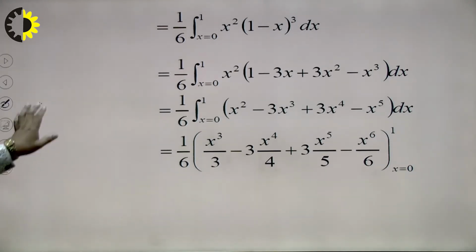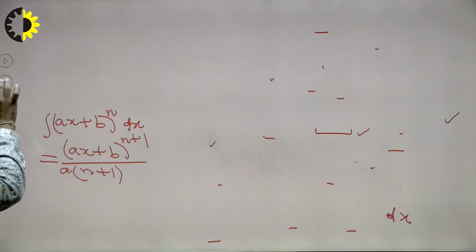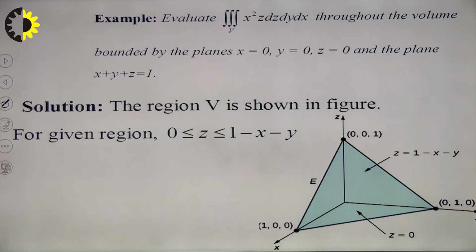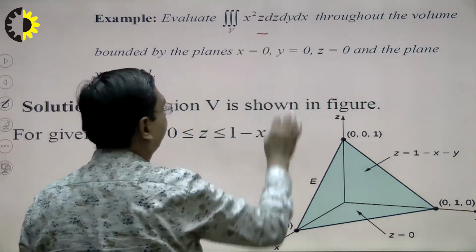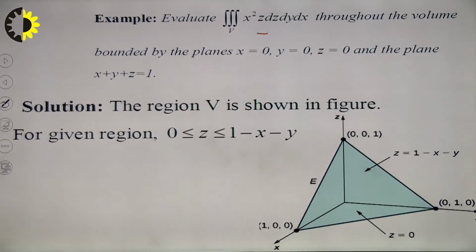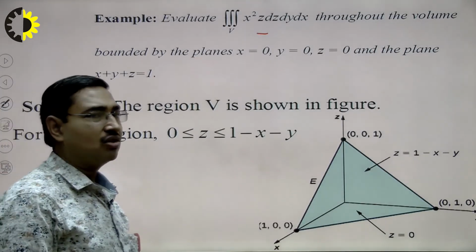Let me sum up once again. This triple integral was to be evaluated. This was our region of integration. We were understanding how to find limits of x, y and z.